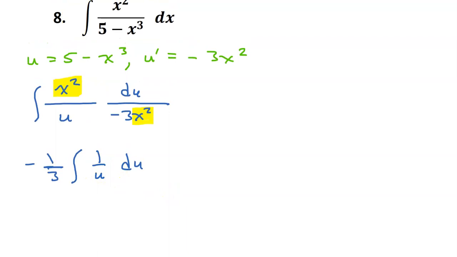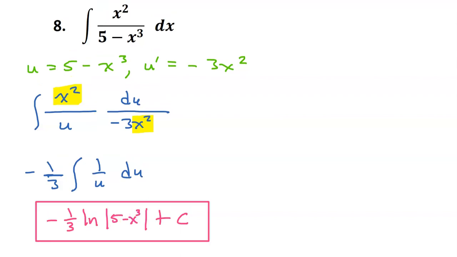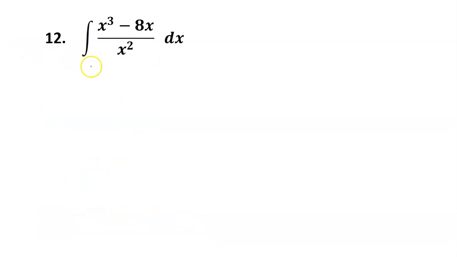We have memorized that this integral is the natural log of, well, the absolute value of u, plus c. We still have the negative 1/3 in the front, and u was 5 minus x to the third power. Kabam!